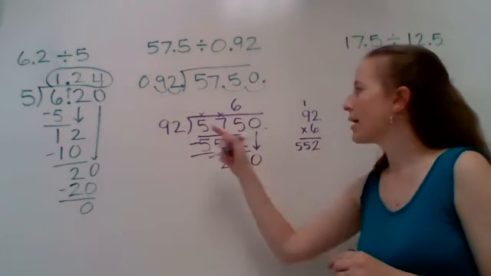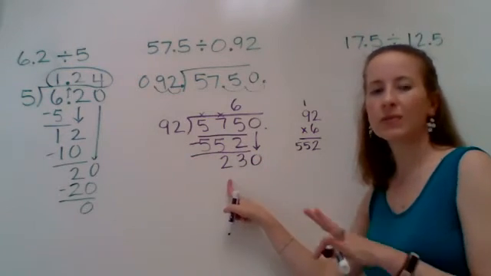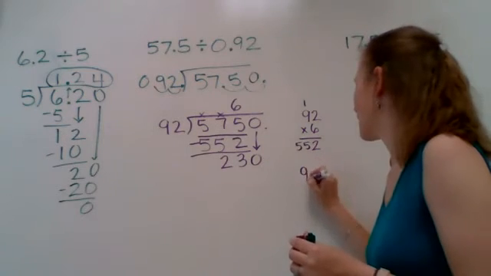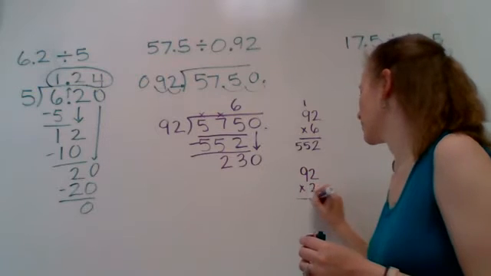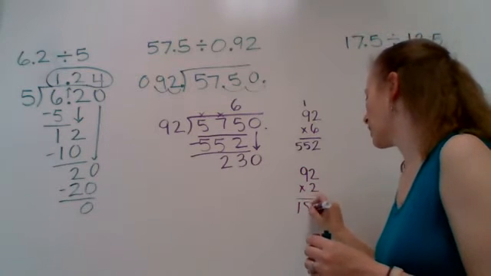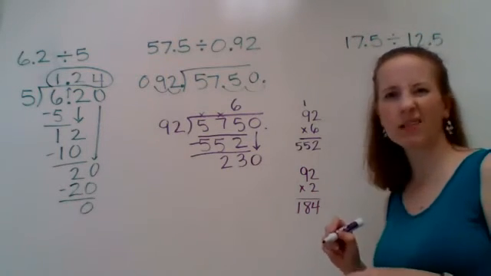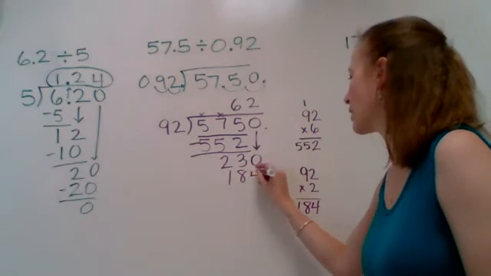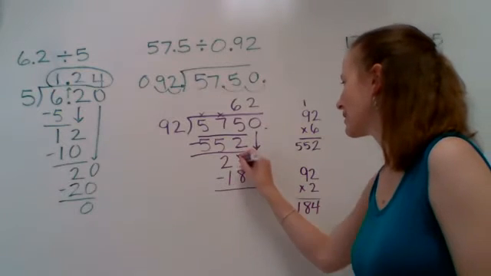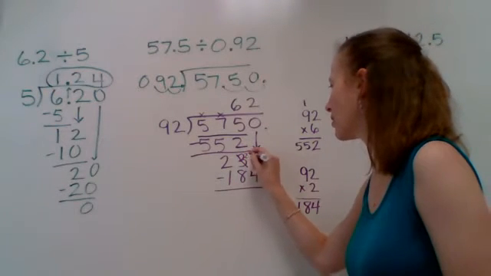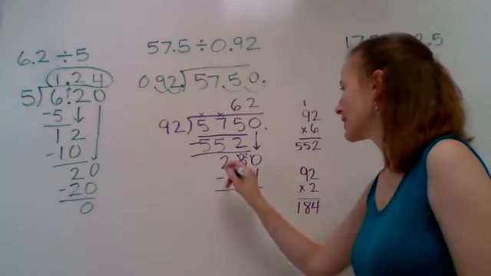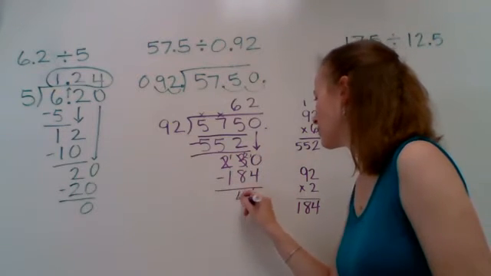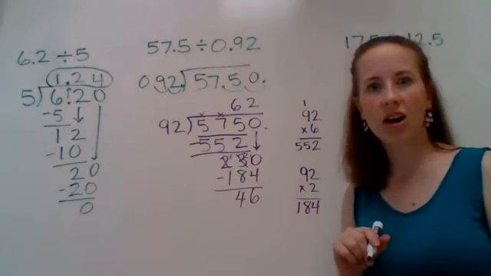Well, if I round this up to about 100, this rounds down to about 200. So let's try a 2 fact. 92 times 2 is 184. I think that's about how close I can get. So let's put our 2 up here. 184. Let's subtract. I have some regrouping involved. 10 minus 4 is 6. 12 minus 8 is 4. We were only 46 off.